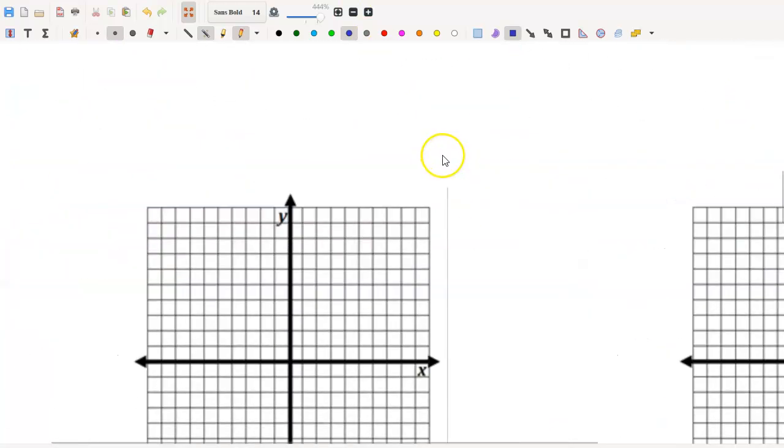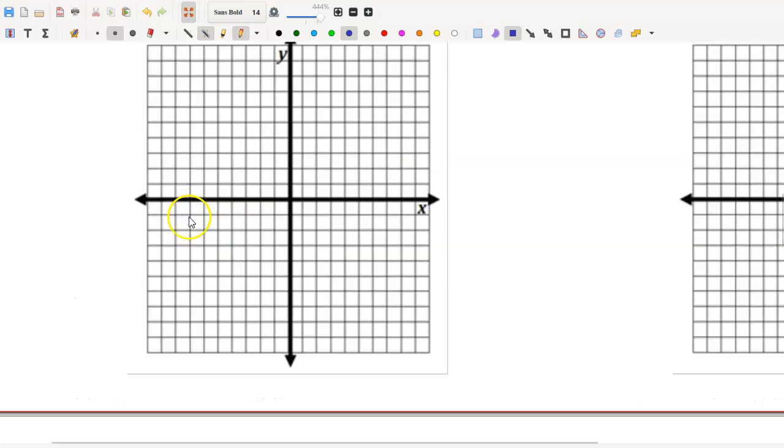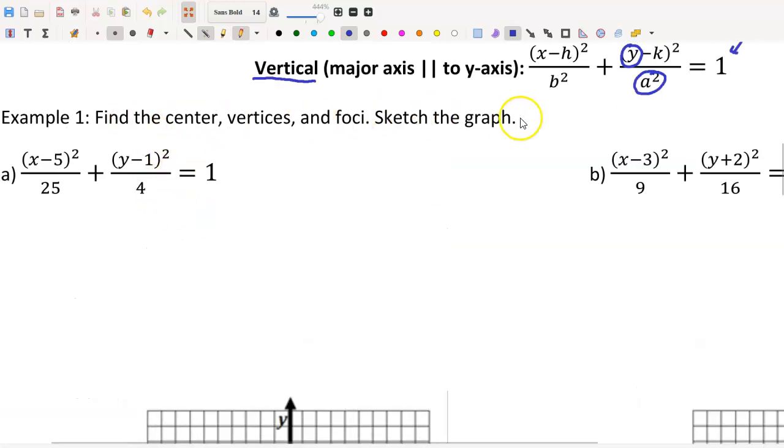Do that, and then on the back we'll practice what we did yesterday with what if it's not in standard form and it's in this general form. We'll have to complete the square to put it into this format so you can find all these values. So some of the problems will be a little bit longer.